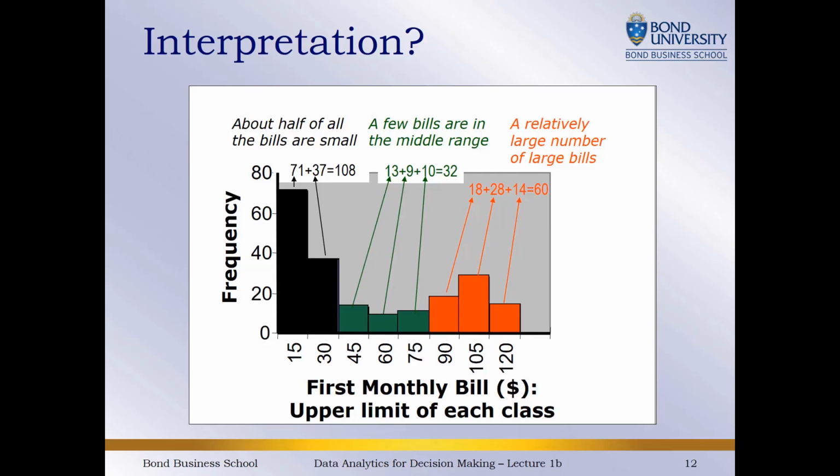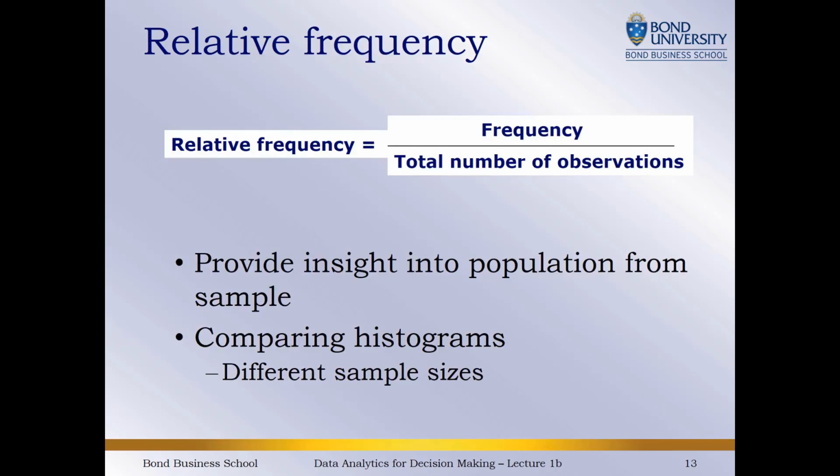So frequency is one thing, but there's another thing called relative frequency. Sometimes we don't so much care that there's 71 bills, we care that 36% of bills are in the first category. So it's not the absolute number, it's the relative frequency, in fact, that we care about.